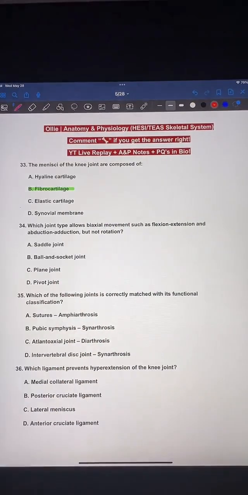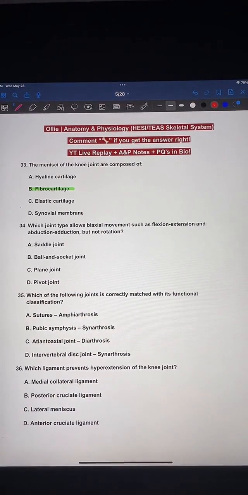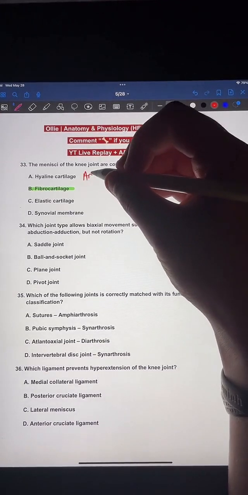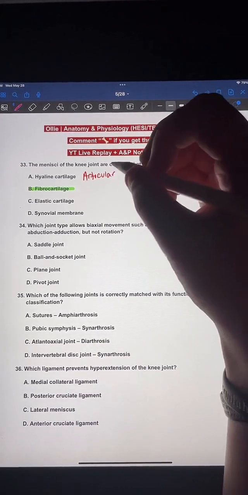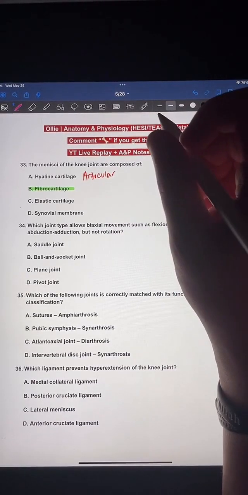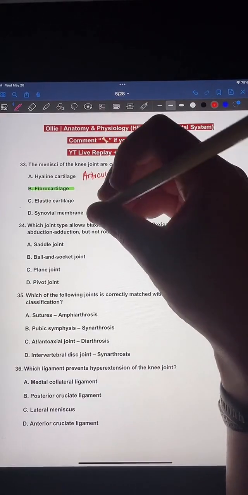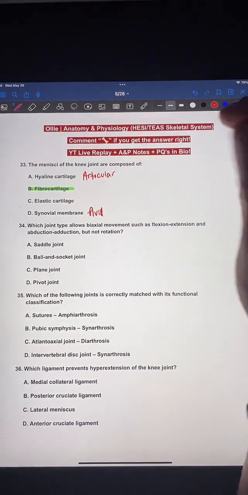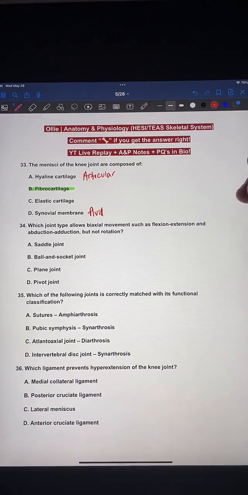The answer is B. It is our fibrocartilage. So menisci cushion and stabilize the knee. That's going to consist of fibrocartilage. Again, hyaline cartilage is going to be for articular surfaces. Elastic cartilage is kind of like in our ear and our epiglottis. And the synovial membrane, that's going to be producing our fluid, not our menisci.